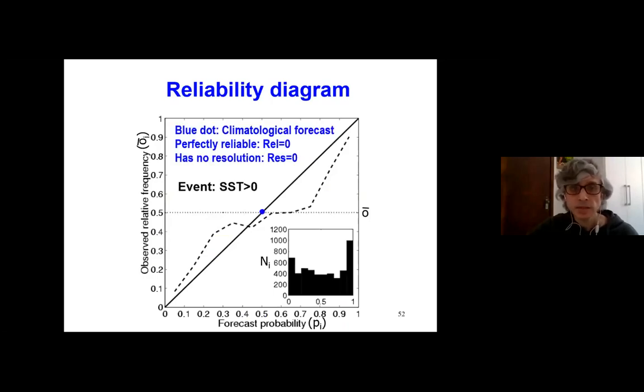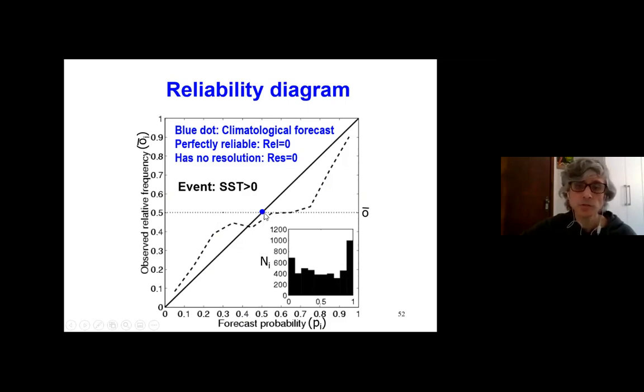An interesting aspect that is also important to mention is when you are talking about, for example, climatological forecasts. In that case, you have a climatological forecast with a 50% chance of occurrence of the event, which is represented by this dotted line here. As you can see, this blue dot in the middle is perfectly reliable. You are exactly along the diagonal line.